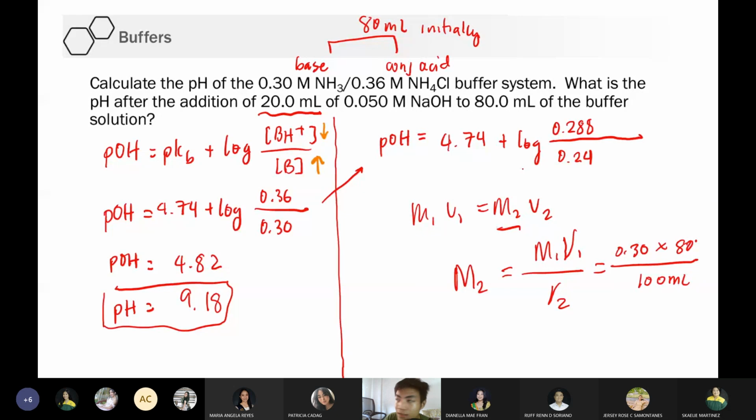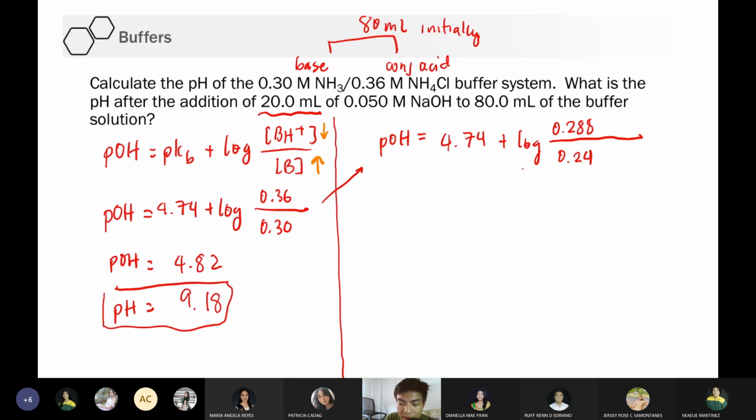Kasi na-dilute. Bakit natin pinalitan to? Kasi na-dilute yung ating system. Nagdagdag tayo ng additional solution eh. So tumaas yung volume niya. So, dapat ma-dilute tong concentrations nila. Okay. Na-dilute na sila. Pinakita ko na yun doon. What else? Ano pa yung nangyari?